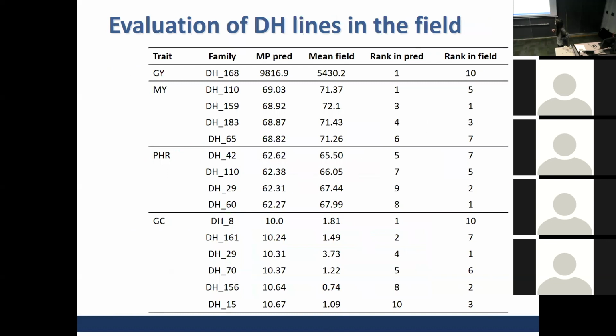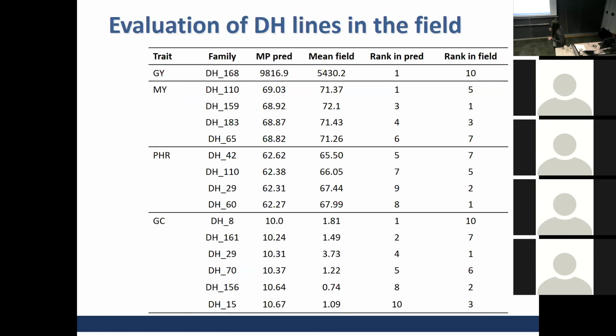So what we tried to do was to compare our prediction accuracies for these families with the actual data from the field. We performed genomic prediction on our lines. We had our prediction accuracies for the families, then we had the evaluation from the field. We ranked both predictions and the field data, and we took the top 10% and compared which ones in the top 10% for the predictions were also in the top 10% for the field evaluations.